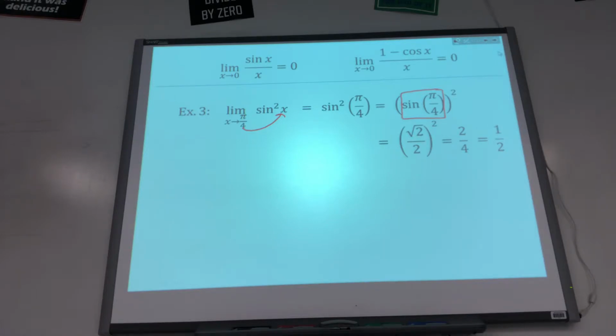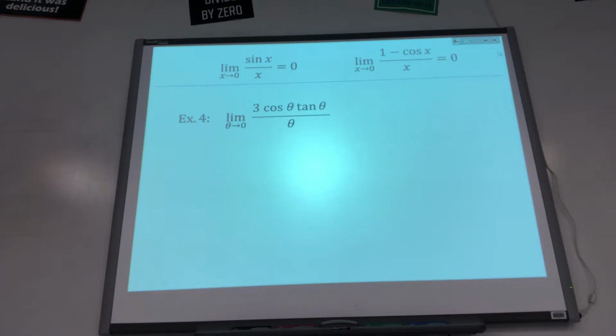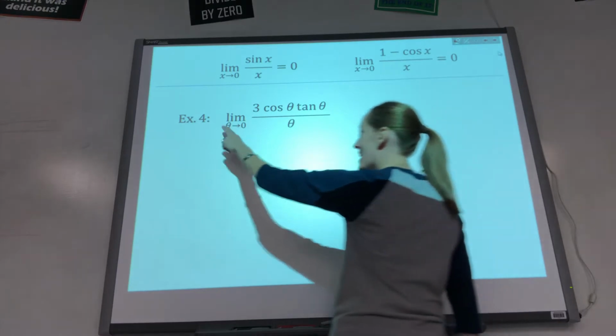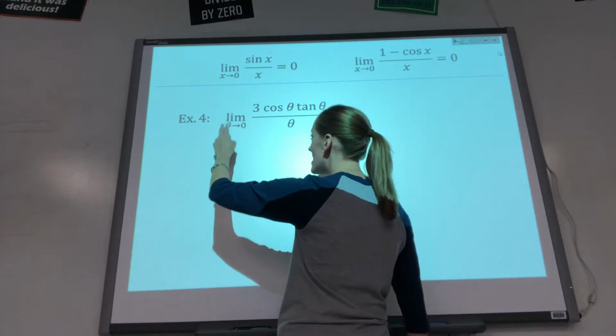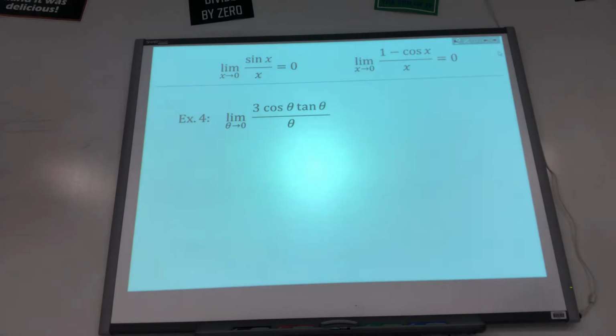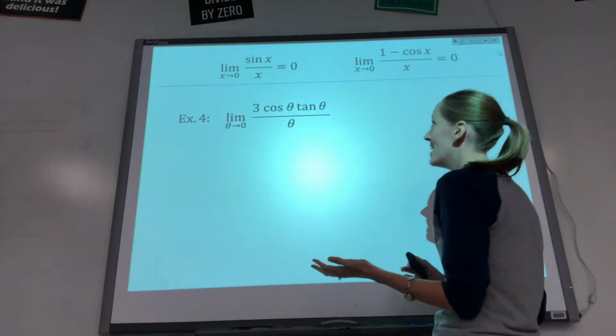Alrighty, I'm going to keep going here. I kind of forget how many I have today. This is number 4. The limit as, I've missed theta. I don't know about you guys, but I have missed theta. Haven't used it since trig. The limit as theta approaches 0 of 3 cosine of theta tangent of theta all over theta. Theta is just x. It's a variable. It's a cool looking variable. It's just different. It still works the same way.